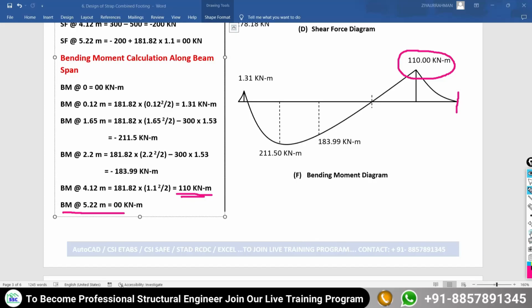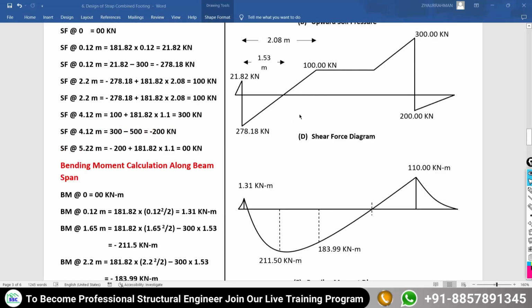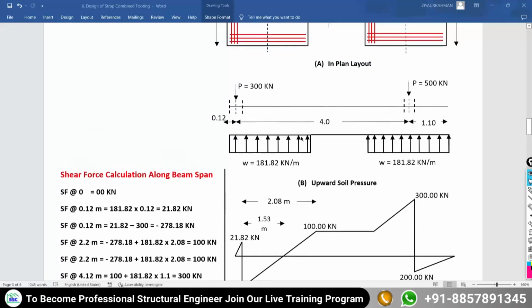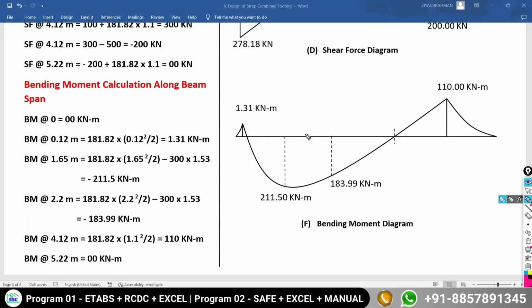So this is the calculation of how to know the shear force and bending moment at different points throughout the span of your beam that passes through the center of the column. After knowing the bending moment along the span of the beam, we have to design this beam for the flexural requirement. So first of all, we need to know what overall depth or effective depth of the beam is required.